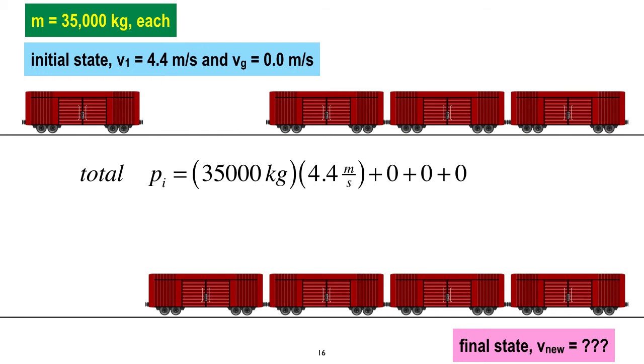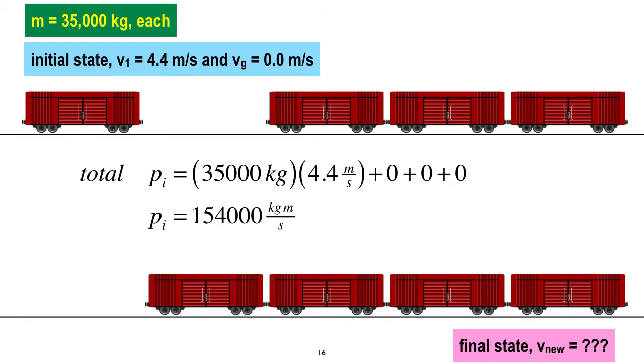35,000 times 4.4, I believe that works out to 154,000. Anybody verify me on that? Yeah, okay. So 154,000 kilogram meters per second is the units of momentum, a mass times a velocity. Now, there's no external forces. No unbalanced external forces. So F net is 0.